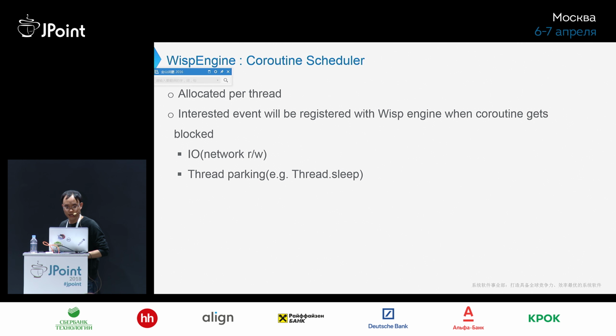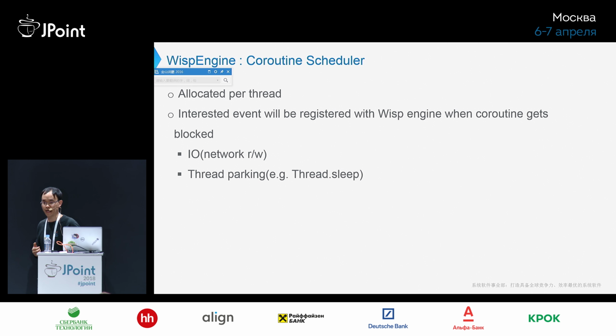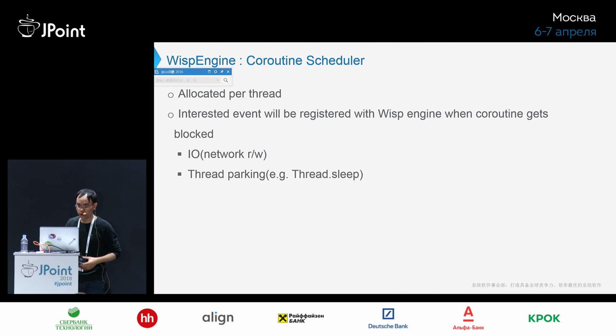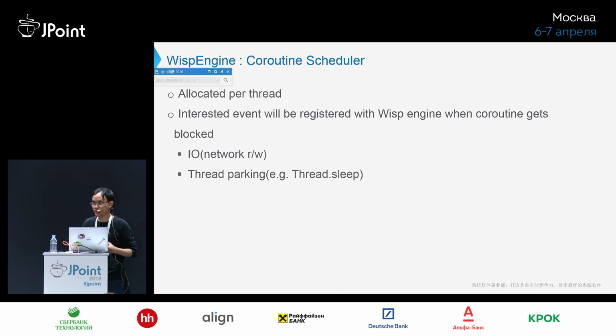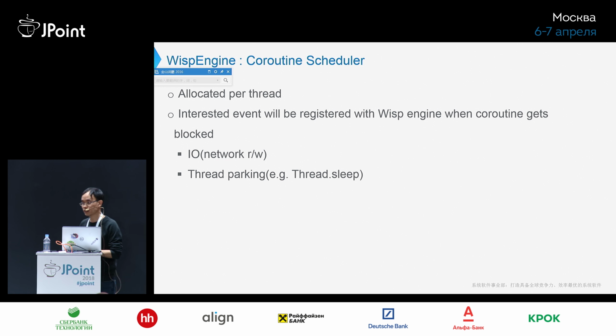So let's summarize our scheduling implementation. We call our coroutine scheduler the Wisp engine. We allocate a scheduler, the Wisp engine, for each thread. When, for example, some coroutine is going to get blocked, we register some interesting events with the Wisp engine. These interesting events include, for example, socket read, write, and connect, which I mentioned in previous slides.